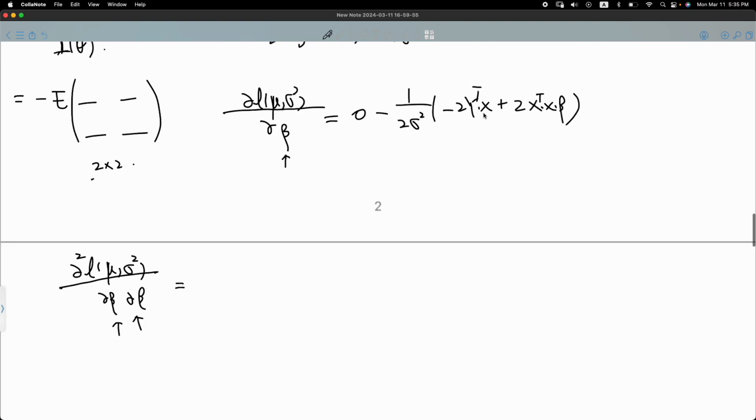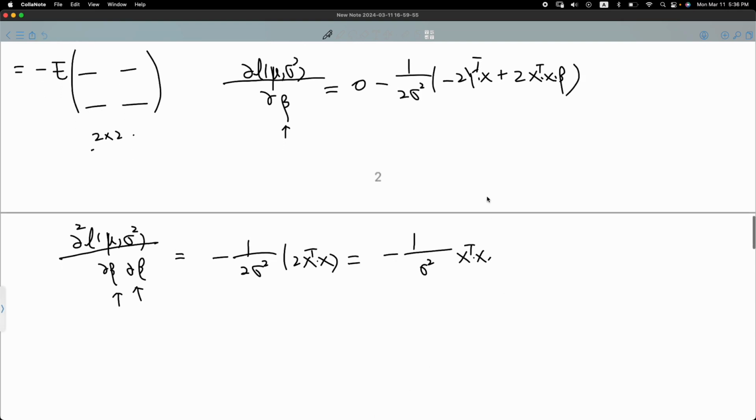Okay, so taking a second order derivative, we should have a 1 over 2 sigma square. This becomes a 0, and then you have 2x transpose x. So x transpose x. That should be our 1-1 entry in this Fisher information matrix.